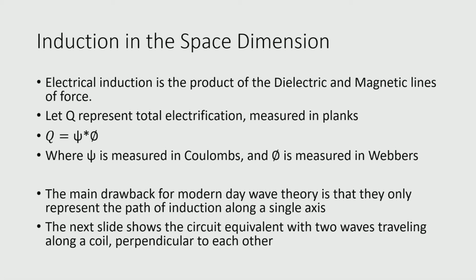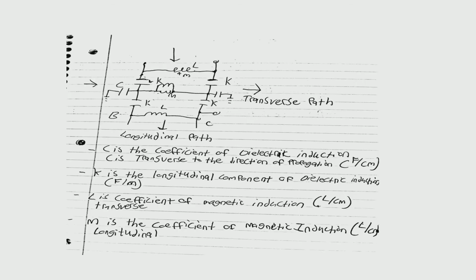So yeah, the main drawback for modern day wave theory, like I was saying, is they only represent the path along the transverse axis. They don't talk about the longitudinal waves. And this is going to be the circuit equivalent. I showed this on my last one, but I'm going to go in way more in depth now. So going horizontally is your transverse path, and going vertically is going to be your longitudinal path. And you can see we got a bunch of different stuff going on.